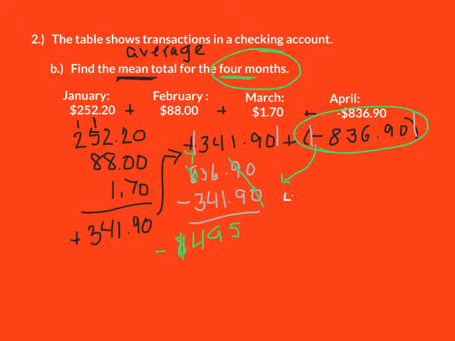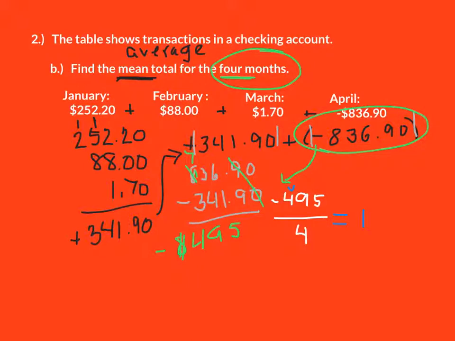So I'm going to have 495. It's of course negative 495 divided by 4 because there's 4 months. So I'm going to look at my first digit here. Does 4 go into 4? It sure does. It goes into it 1 time.